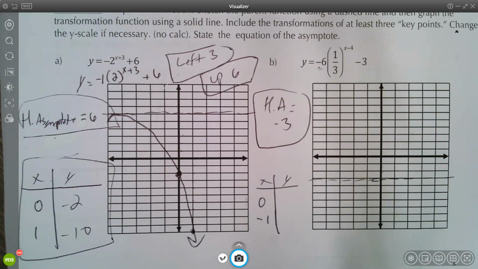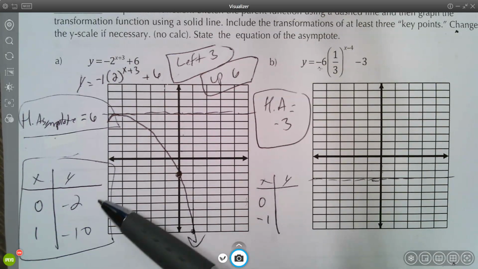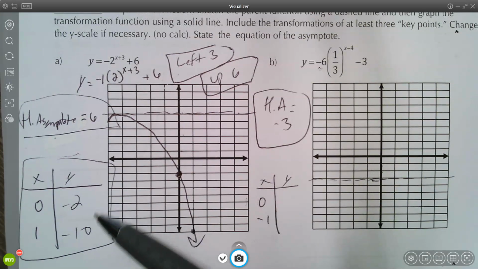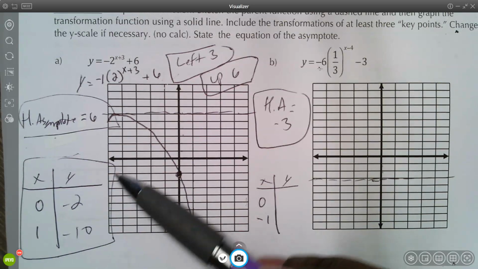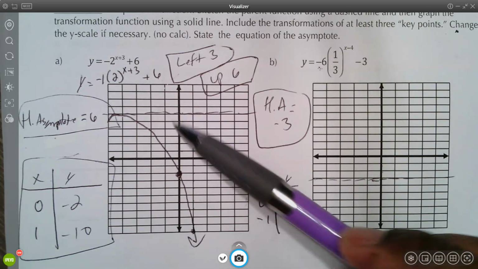All right, so long story short, you should have found that you had a horizontal asymptote of 6. The 2 points were (0, -2) and then (1, -10). And you should have graphed the points and then drawn the graph.